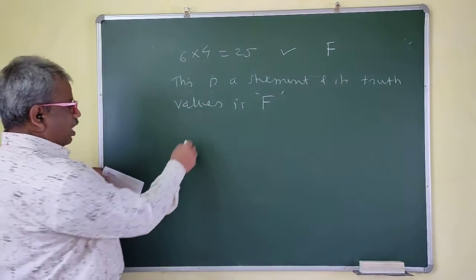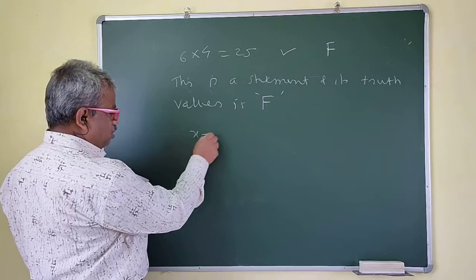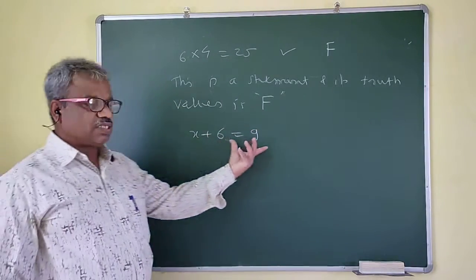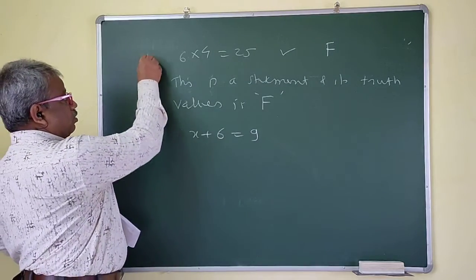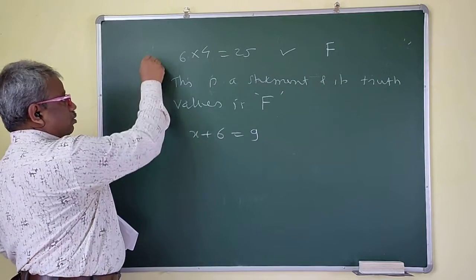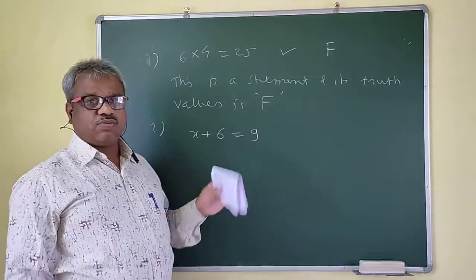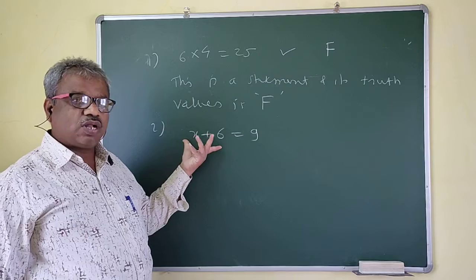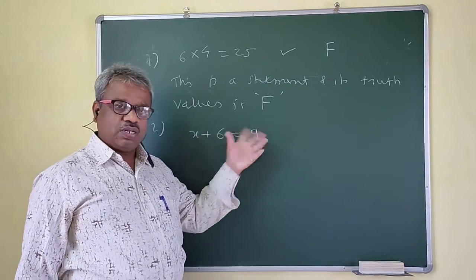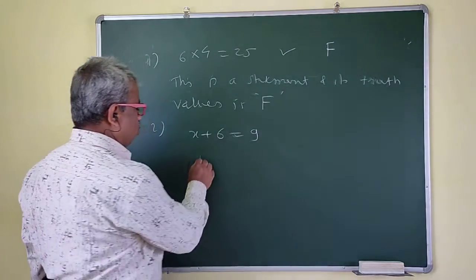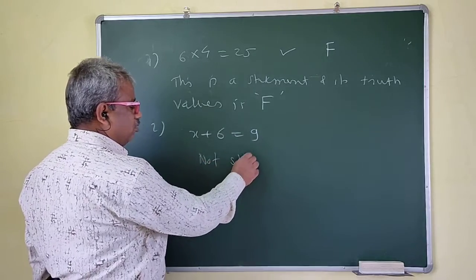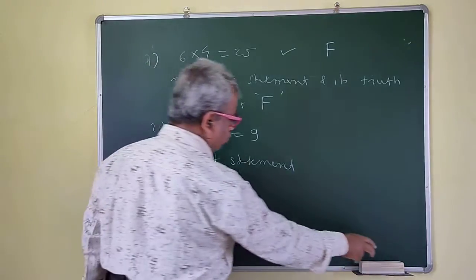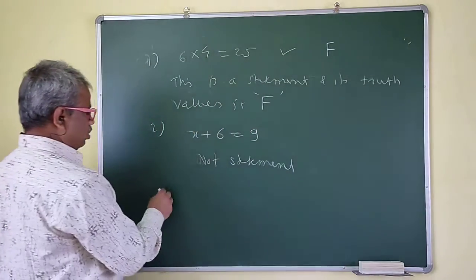Now we'll take the second. X plus 6 is equal to 9. Second problem. So x, what is x? X is not given to you here. So that means idea about the x is not given to you. So this is not a statement. So we cannot say the truth value of this one. So just write not a statement.